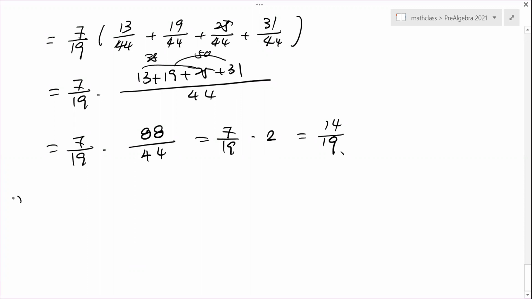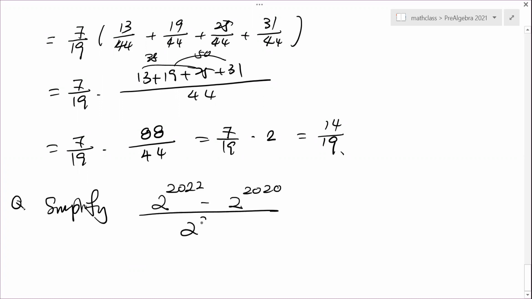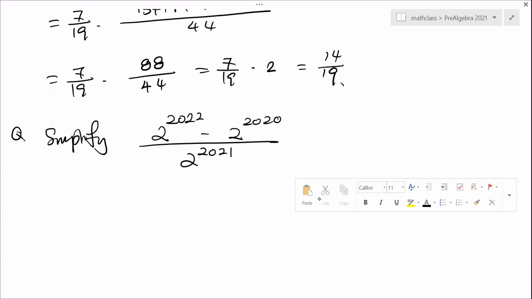All right, so our next problem, factoring is the idea, and it's important, right? So let's simplify the following expression: 2 to the 2022 minus 2 to the 2020, divided by 2 to the 2021. We learned the exponents before, right? So we hope we can simplify this.